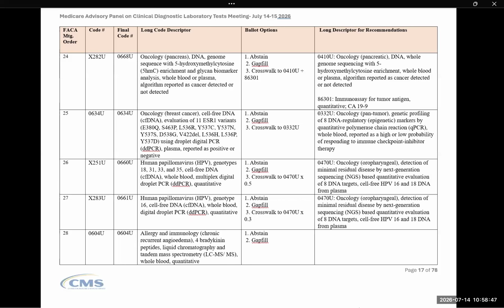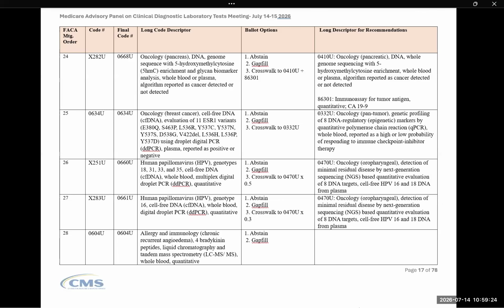Thank you. Does anybody have any questions or comments from panelists or from CMS about this code? All right, if not, panelists, please vote. Thank you. All right, Alina, I think this one is yours as well.